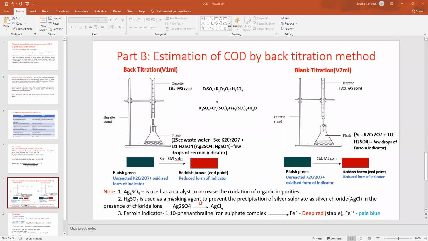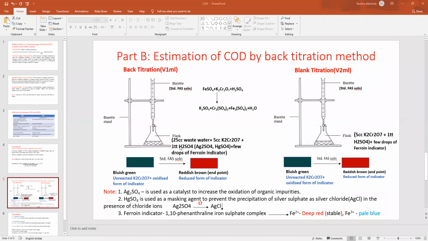So in the beginning, the reaction mixture consists of the oxidized form of indicator in the presence of unreacted K2Cr2O7, but at the end point, when all K2Cr2O7 is consumed by FAS, there is no K2Cr2O7 left in the solution. So what happens to the indicator? It goes back to its original form. What is the original form of the indicator? That is the stable form of indicator, ferrous ferroin. As a result, it imparts red color to the solution. This is how you have to perform your experiment.